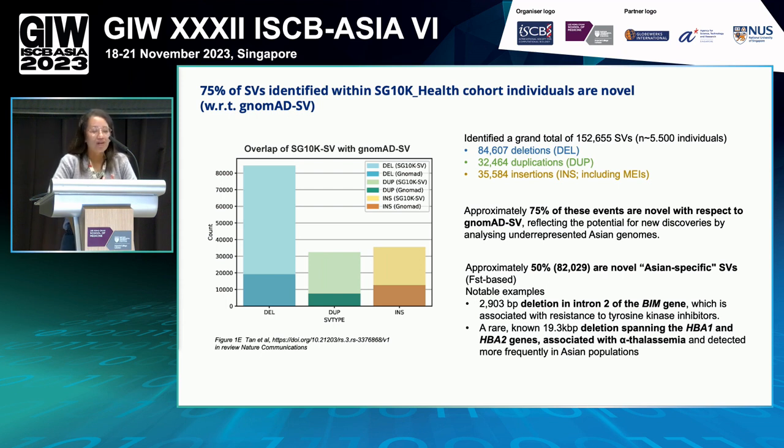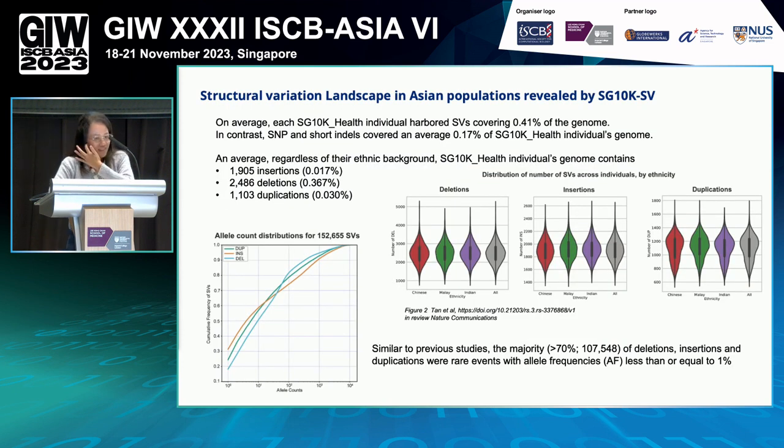Apart from identifying novel structural variations, we are also interested to identify Asian-specific SVs. We use the fixation index method to identify Asian-specific SVs, and we found that 50% of the structural variations are Asian-specific. Two notable examples are a deletion in intron 2 of the BIM gene, which is associated with TKI resistance, and a rare known deletion spanning the HBA1 and HBA2 genes that is associated with alpha thalassemia.